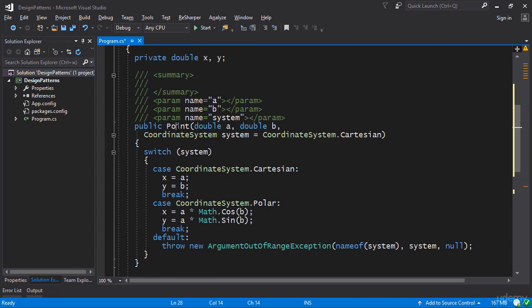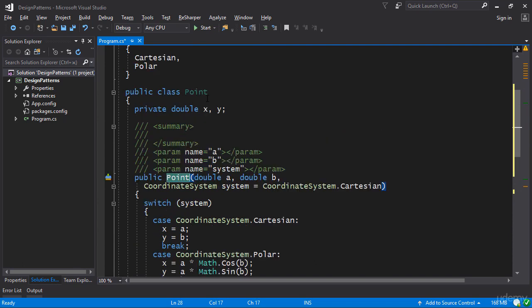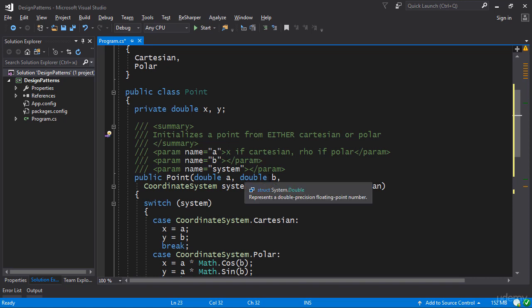So you're still tied to the name point because the constructor name has to match the class name, but you don't have any flexibility in terms of actually communicating the information to the user. So your summary has to say initializes a point from either Cartesian or polar, and then for a you have to say something like x if Cartesian, rho if polar, and you then better hope that people actually read these comments, because if they don't, they might misconstrue it as something else.